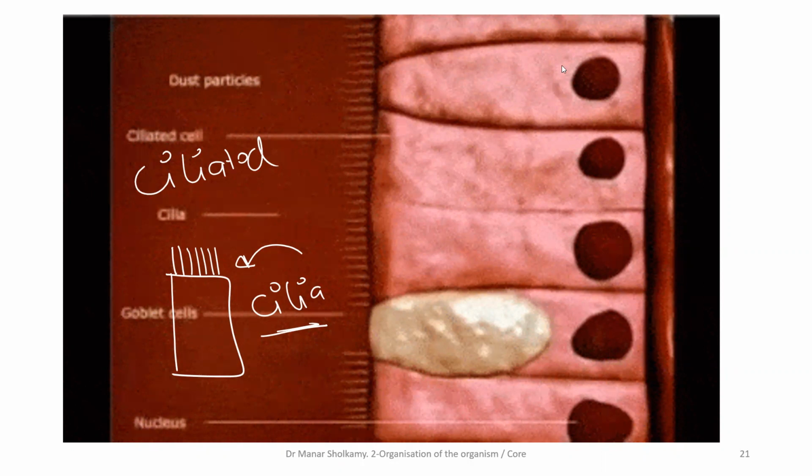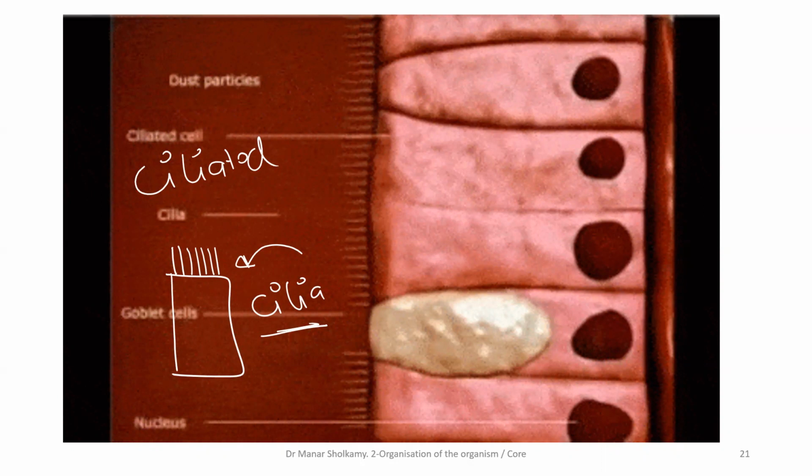Ciliated cells are needed to catch things or increase the surface area. Okay. Cilia. To sweep away dust. To sweep away dust. Exactly. This is exactly the answer I was looking for.